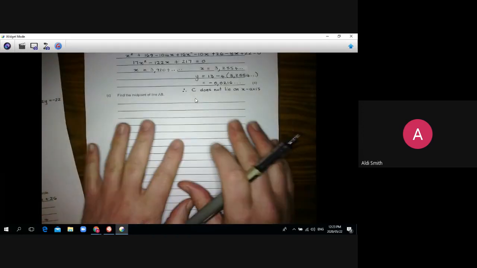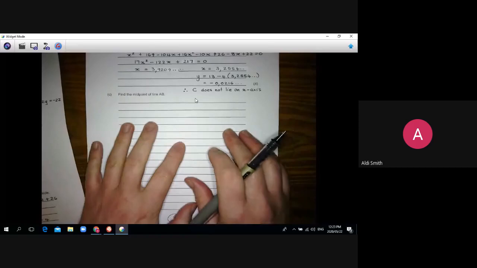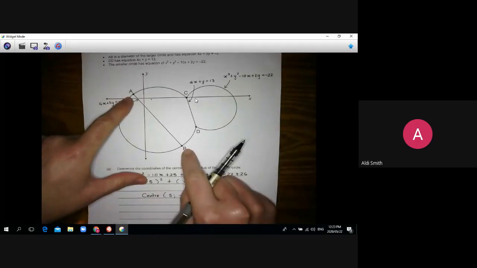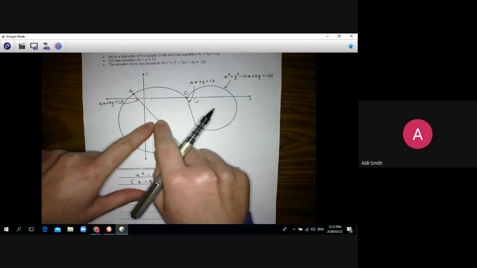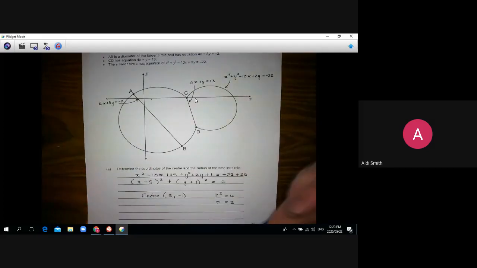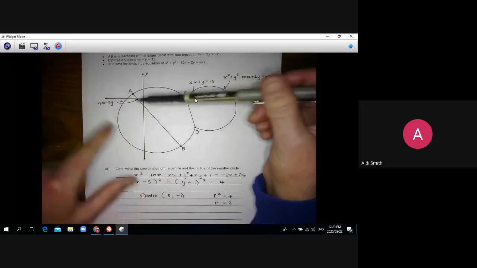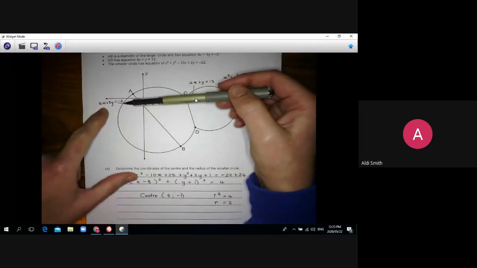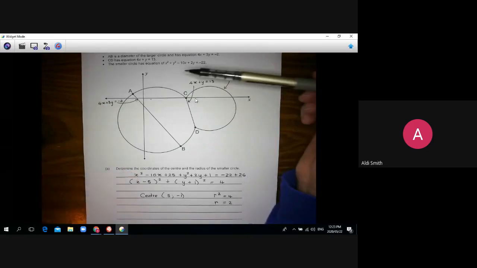Now here comes the question that is related to that perpendicular bisector. It says, find the midpoint of line AB. Now we know that AB is the diameter, so the midpoint of AB is going to be the center of the circle. So what they're asking me to do is find the center of the circle. But unfortunately, the only information I have here is this straight line. But luckily, I've got this chord right there.